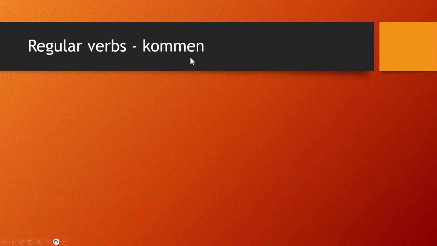Okay, regular verbs. We'll use the verb kommen, to arrive. So kommen is just the verb, the infinitive form. You can call it the citation form or the dictionary form. If you look up a verb in an English-German dictionary or just a German dictionary, that's the form it'll be in. Every single verb in German ends in EN.